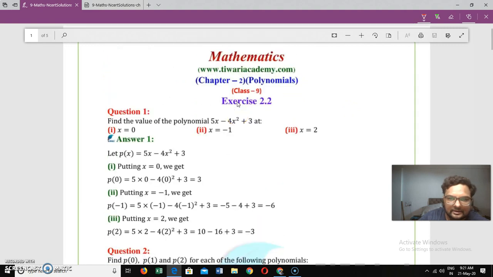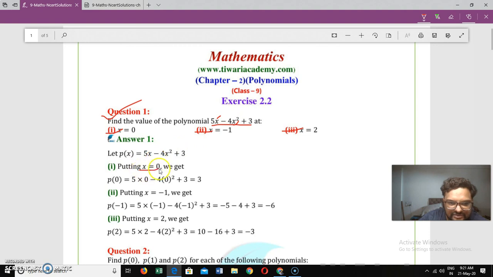Okay. The first question, as we already did in the teaching videos, is: find the value of the given polynomial 5x minus 4x square plus 3 at the three given values. So this is three questions totally. Each time you have to keep the value of x equals to 0, x equals to minus 1 and x equals to 2 in the given polynomial in the place of x. So here is one example.